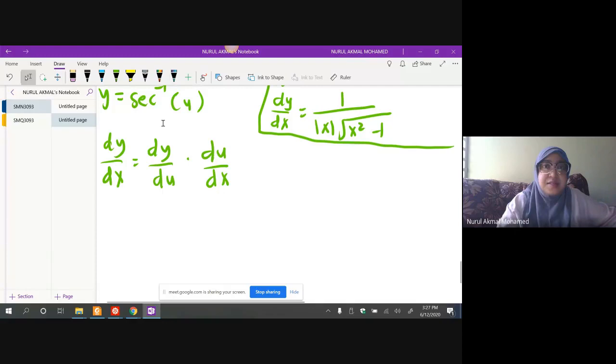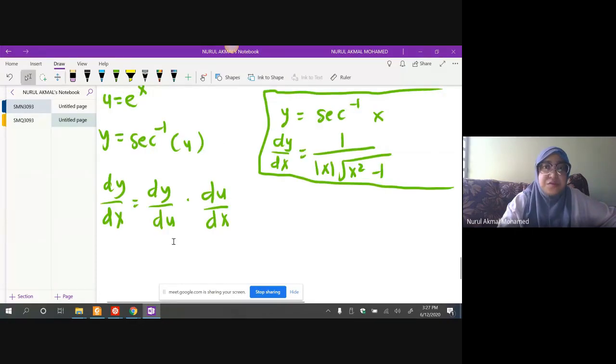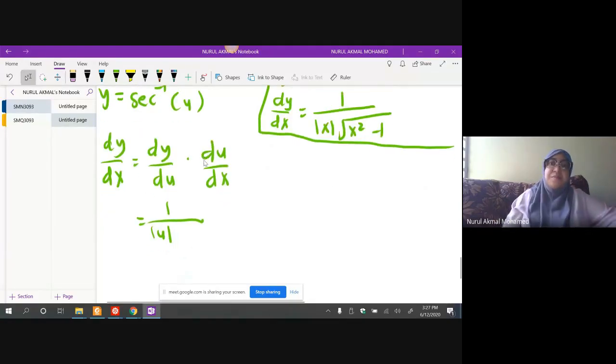Since y is equal to arcsecant of u, then the dy/du will be this one. But instead of in terms of variable x, here we will have in terms of u. So it is equal to 1 over absolute value of u multiplied with square root of u squared minus 1. Okay, u squared minus 1. And then you multiply with du/dx.